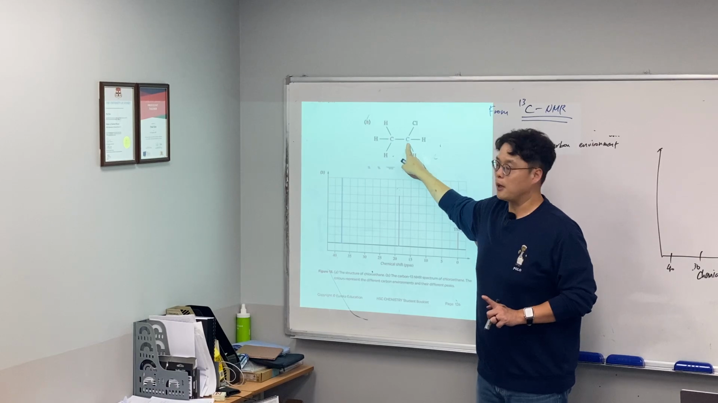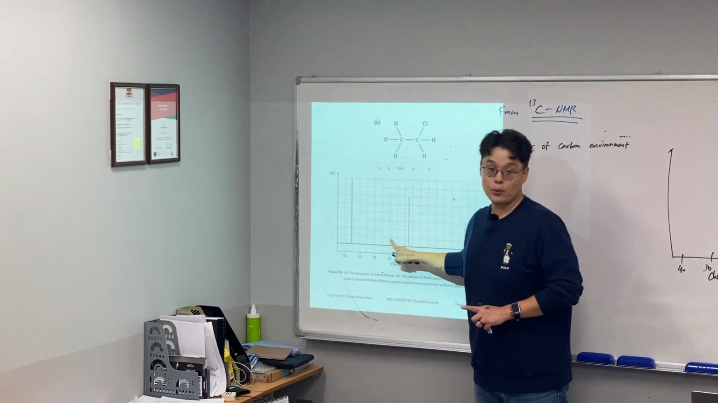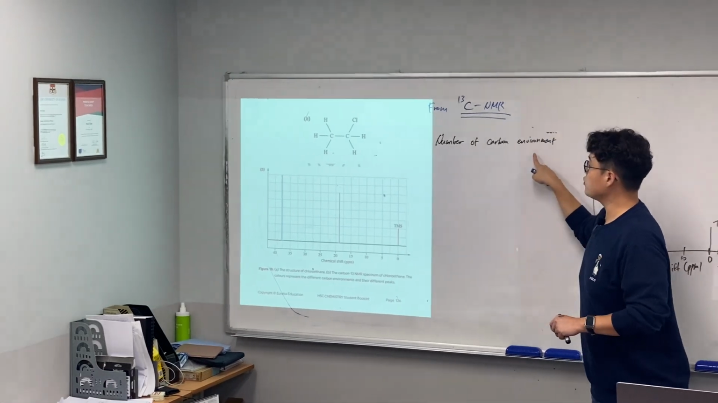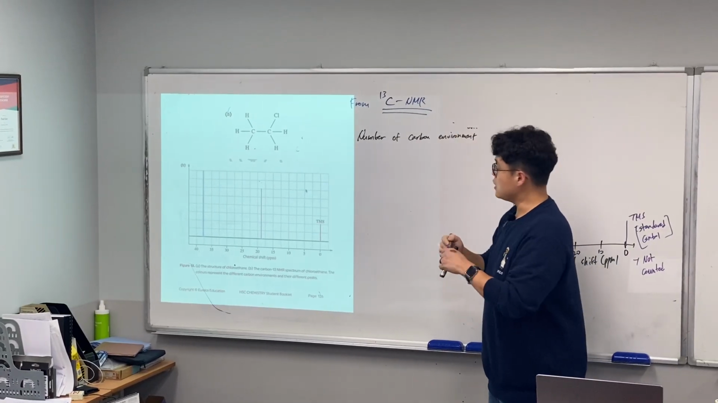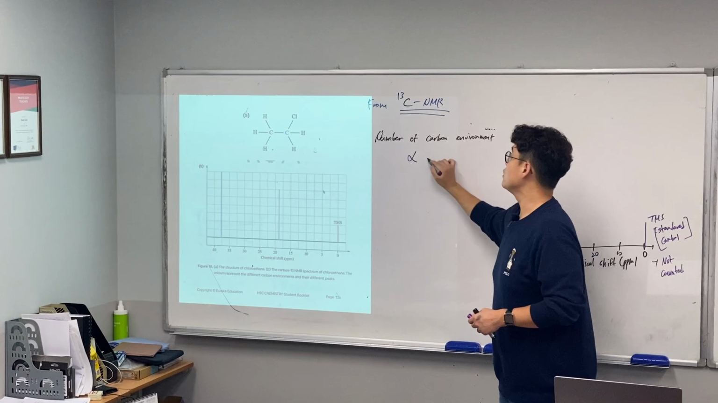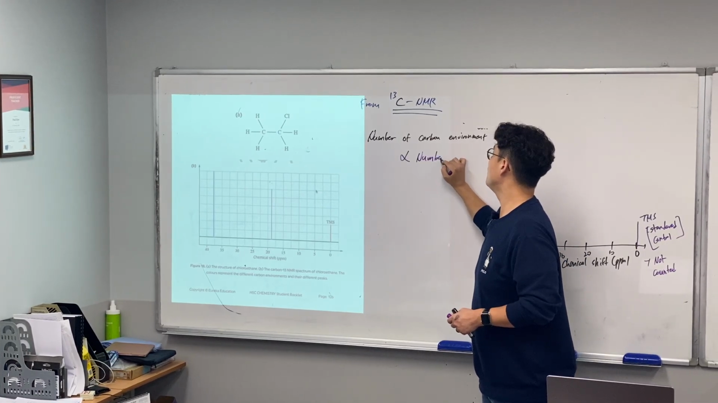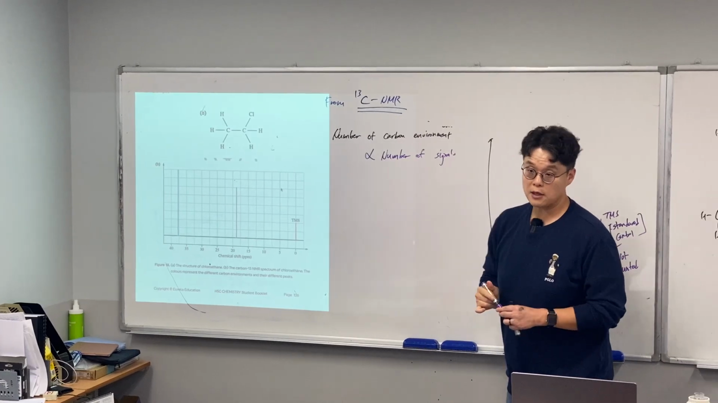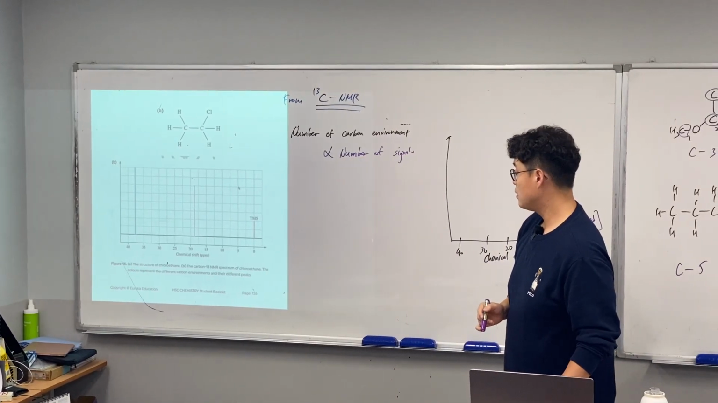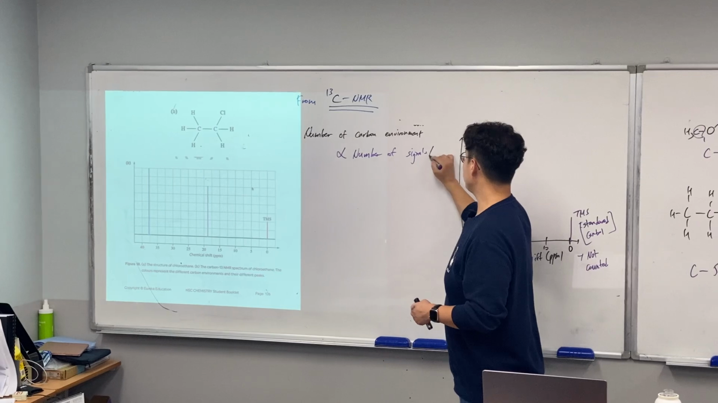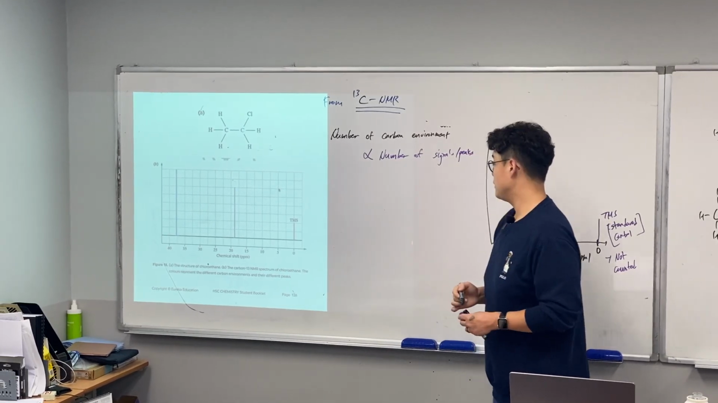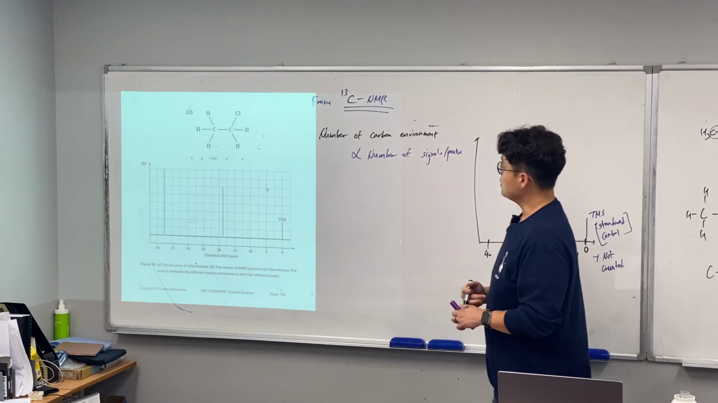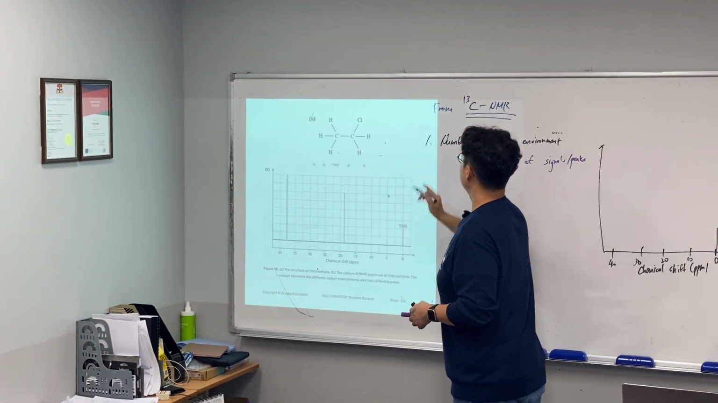This is indicated by the number of peaks that we have. It's very simple. The number of carbon environments in C NMR is proportional to the number of signals, or the peaks, I should say. Okay, that's the first piece of information we can get.